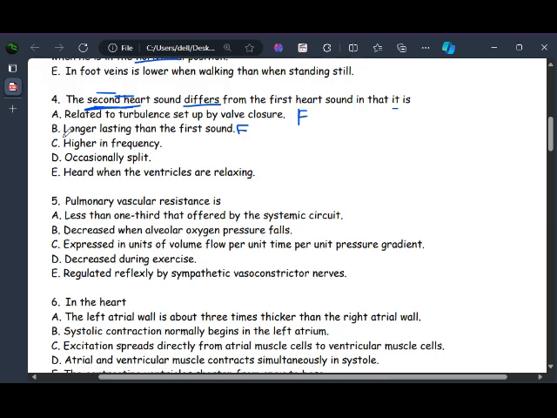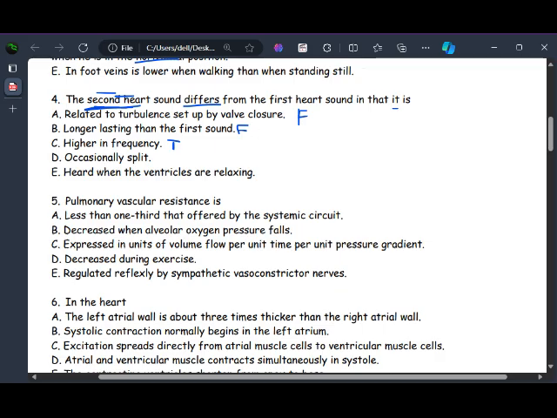Is it higher in frequency? That option is true. The second one is higher in frequency. It's shorter than the first one, but it's higher in frequency. If you check the frequency ranges, you might be given frequency ranges, but just know that one is higher in frequency than the other. They will probably never ask you to know the actual frequency. The first one is lower in frequency, the second one is higher in frequency. So the second heart sound is higher in frequency than the first one. That's one difference among the two.